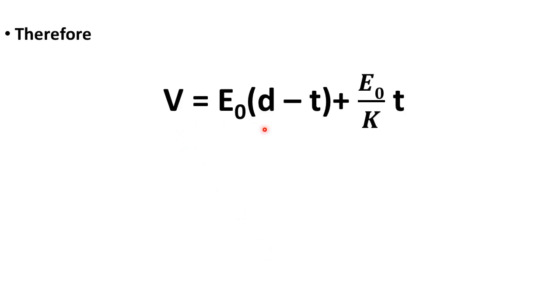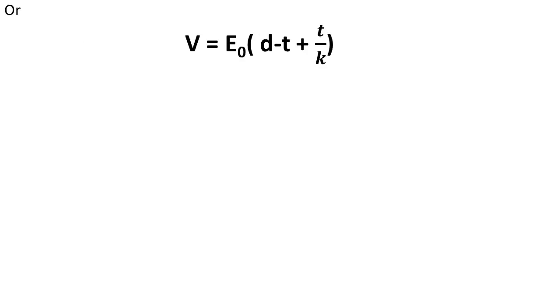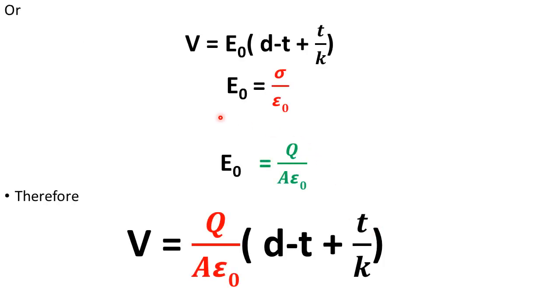So you get V is equal to E naught times D minus T plus E naught by K into T. E naught can be taken out, so within the bracket we get D minus T plus T by K. In between the plates of the capacitor, electric field, as you know, is equal to sigma by epsilon naught. What is this E naught? Electric field intensity is equal to sigma, charge per unit area, Q by A, divided by epsilon naught. So replace this E naught in this expression. We get V is equal to Q by A epsilon naught times D minus T plus T by K. Within the bracket D minus T plus T by K.